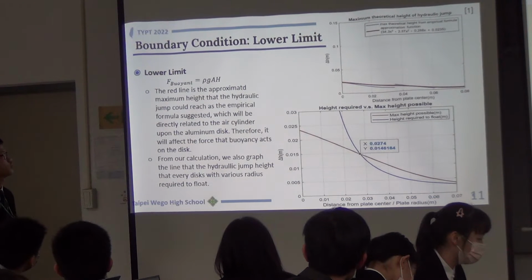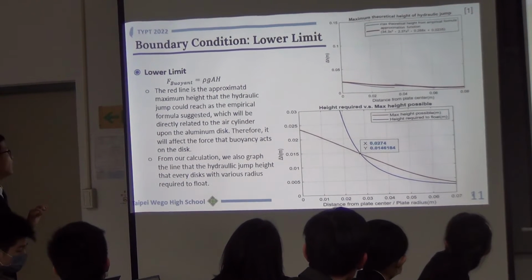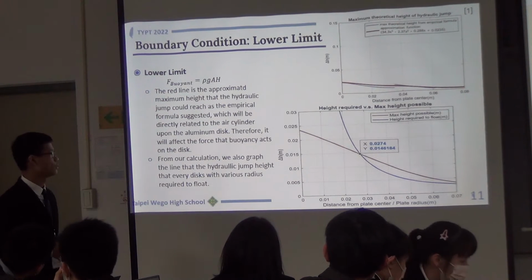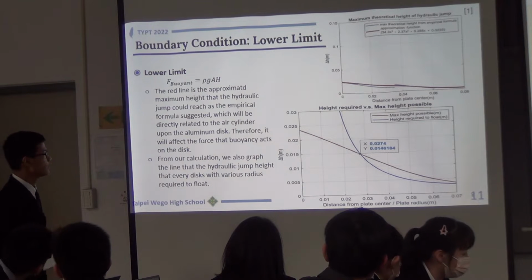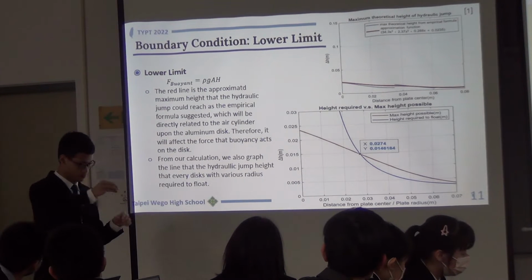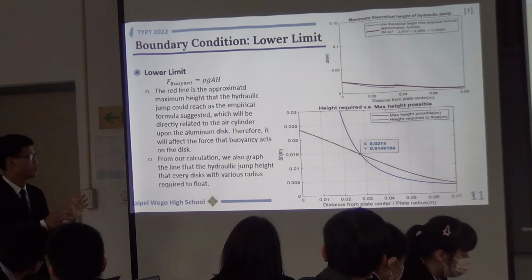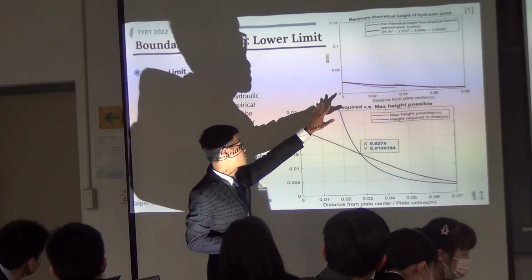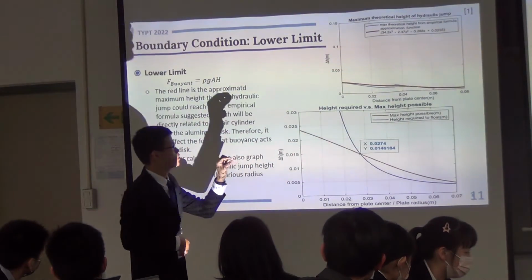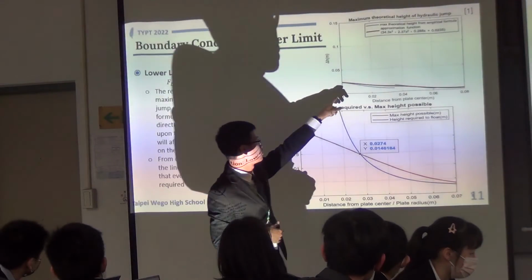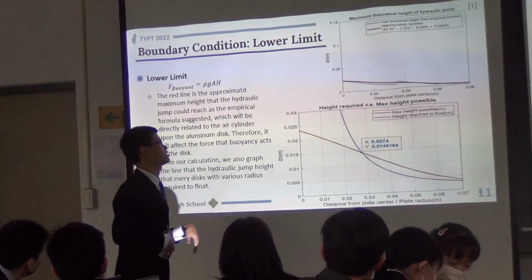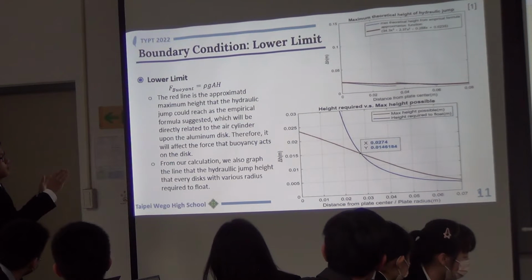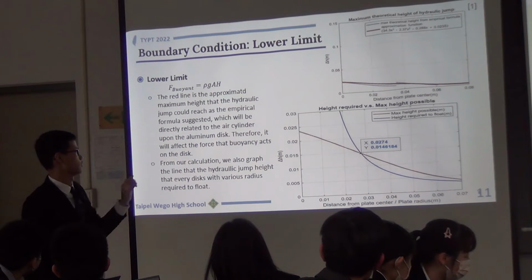So for the boundary condition, let's first consider the lower limit. From the empirical formula that we got from the reference about Froude's number, we can get the distance the water spreads out and the relation between this distance and the maximum height of the hydraulic jump, which is in this form. We can observe that there is a gap between the two separate lines. We can't really explain that, but that's from the reference. So we approximate it with a red line, which we will use for later analysis.